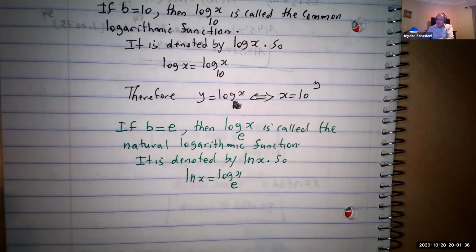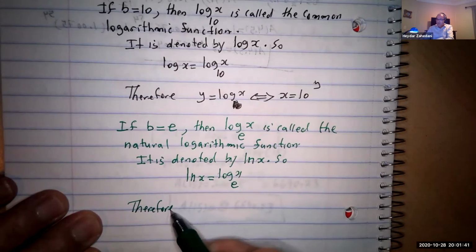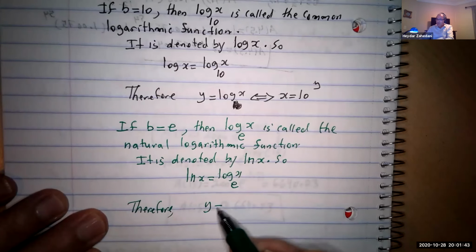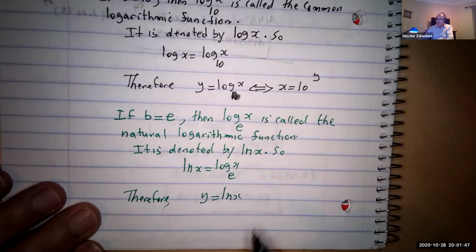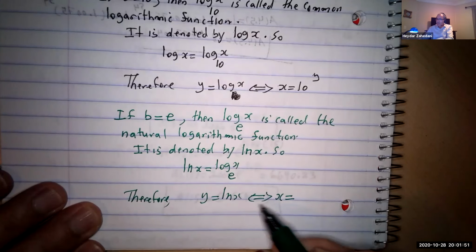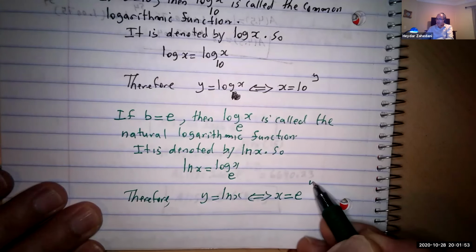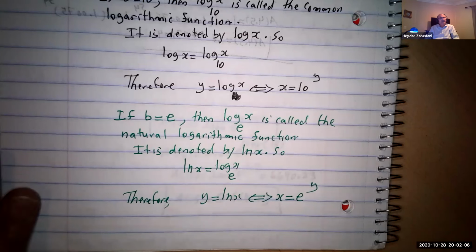So our definition now is, therefore, if you say y equal to ln x, and you want to switch it, you switch it to x equal to e to the y. So e to the y is the natural exponential function. ln of x is the natural log function. So that's the definition of the log function.